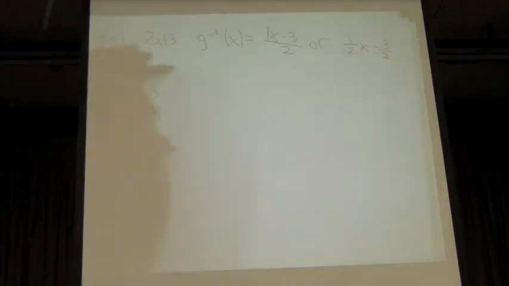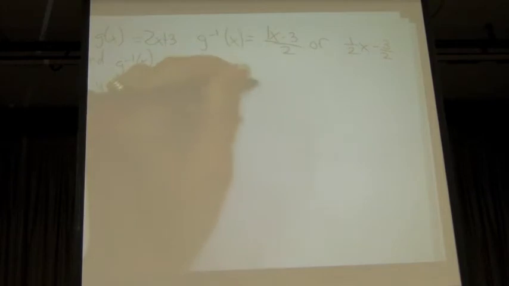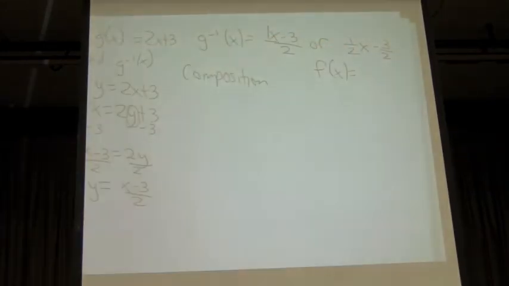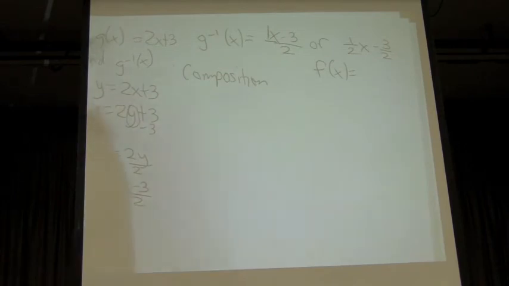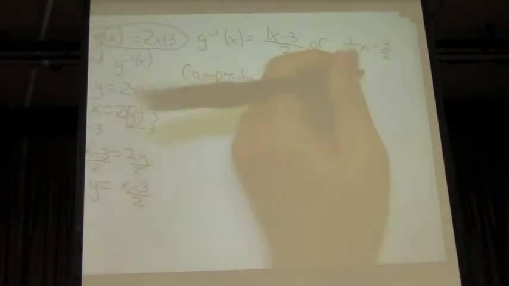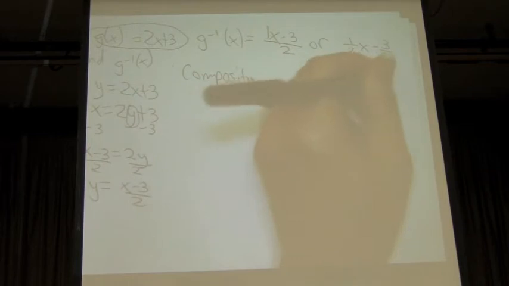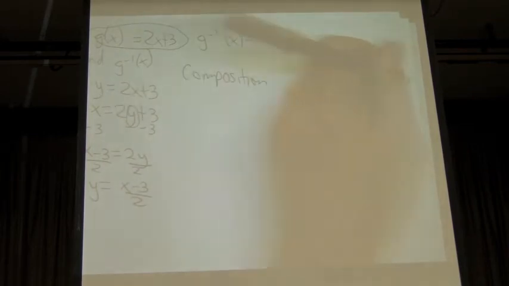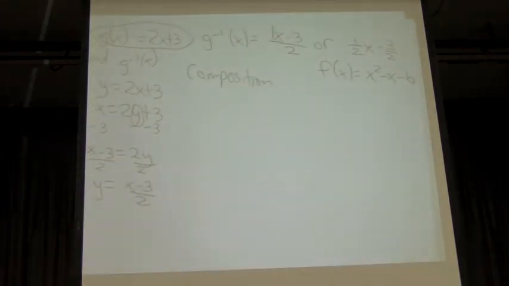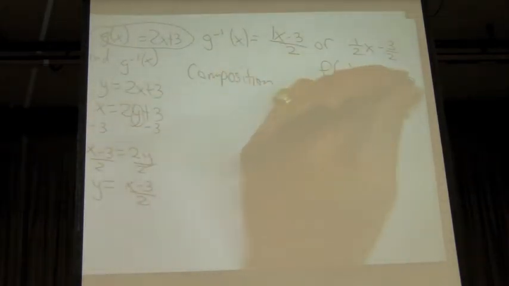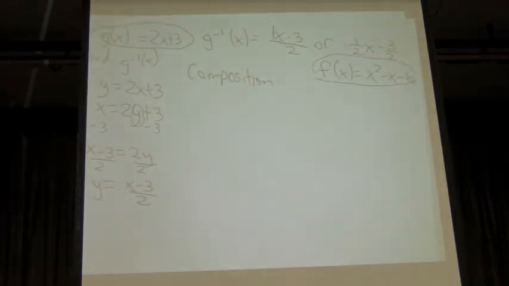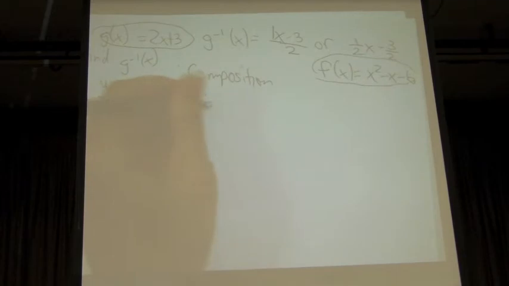The last thing is composition. And I'm going to keep the same two functions. g of x equals 2x plus 3, and f of x equals x squared minus x minus 6. I'm going to use these same two functions, and I'm going to go over how you find f of g and how you find g of f.